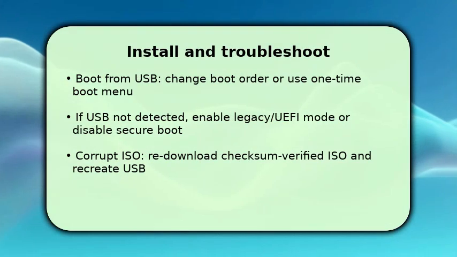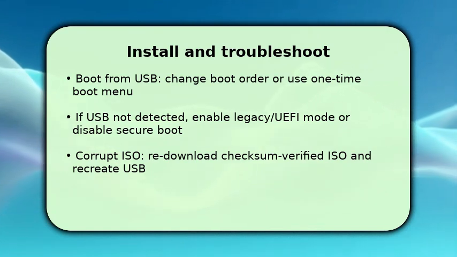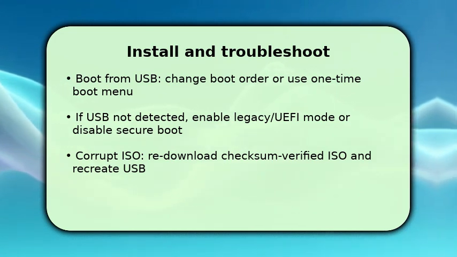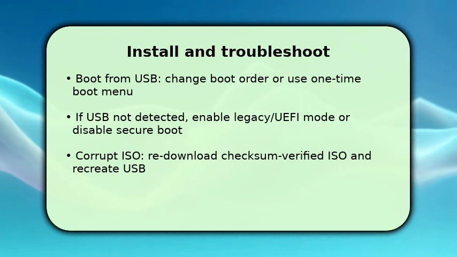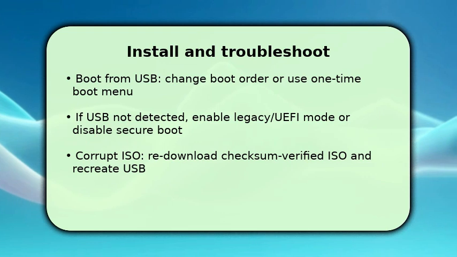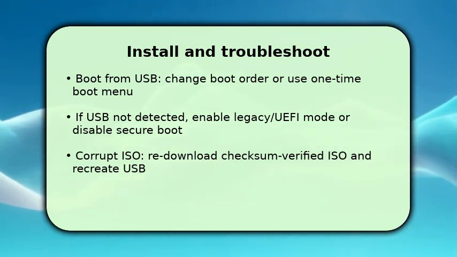You finish by installing Windows 10 and handling common issues. Reboot the target PC and enter BIOS or a one-time boot menu to choose the USB device. If nothing appears, toggle UEFI versus legacy boot, and if necessary, disable secure boot briefly. Start the Windows installer, follow prompts to partition and install.